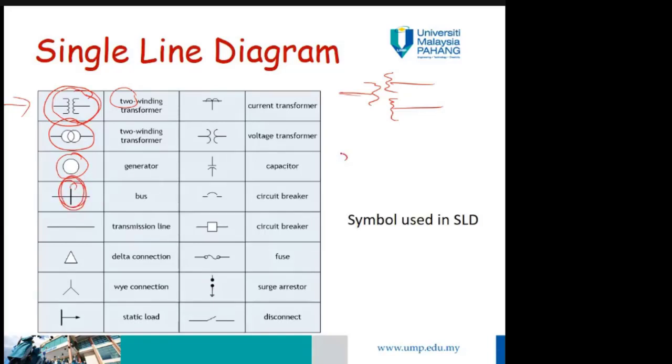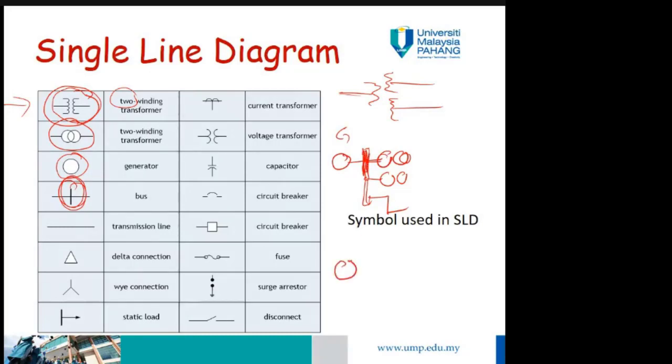Let's say we have the generator. We interconnect one component to another component. Let's say we have this generator. To connect to the transformer, we have a panel. This panel is called a bus bar. We can connect to one transformer or to another transformer or to another transmission line component. This we call a bus bar.